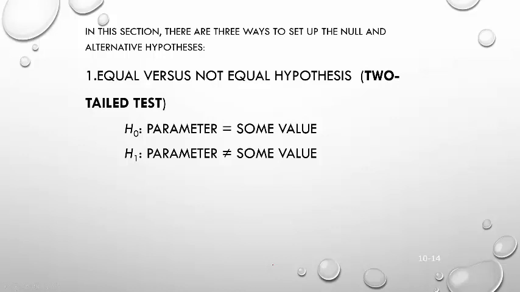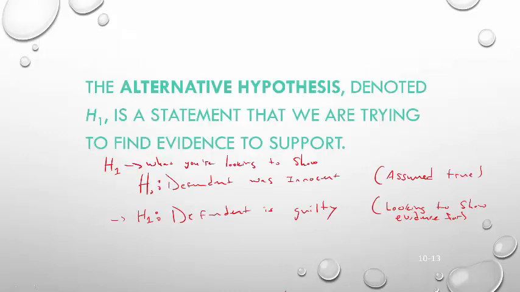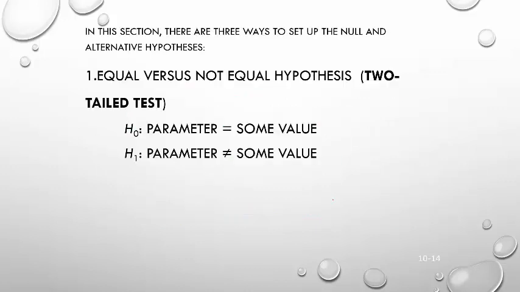All right, so in this section, there are going to be three types of hypothesis tests that we're going to set up. So three types of null and alternative hypothesis tests. We're never going to set them up like this: defendant was innocent and defendant is guilty. We're actually going to have to put numbers and notation to it. So the first type of hypothesis test is what's called an equal versus not equal, and I'll always call it a two-tailed test.